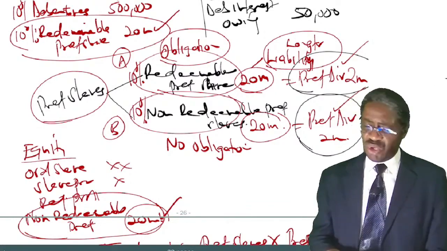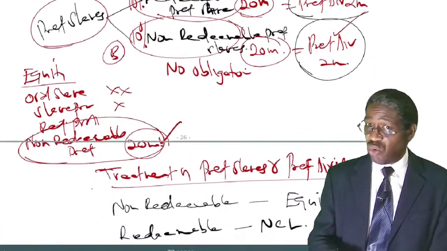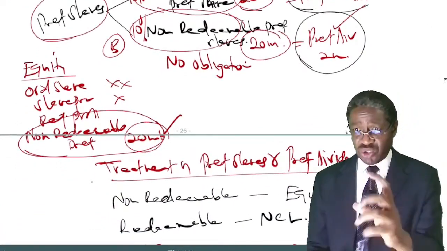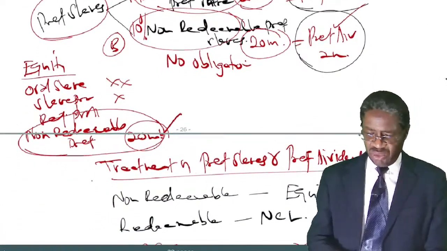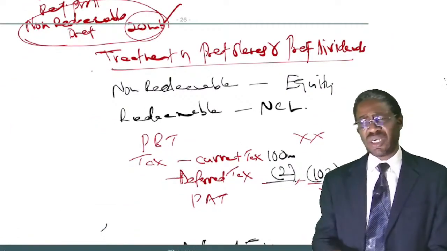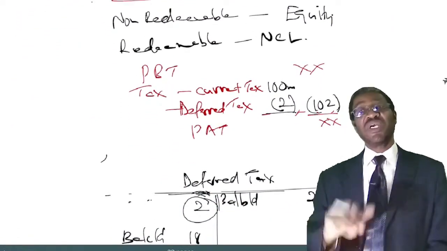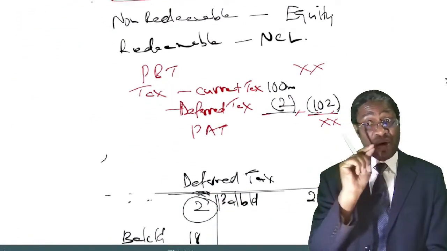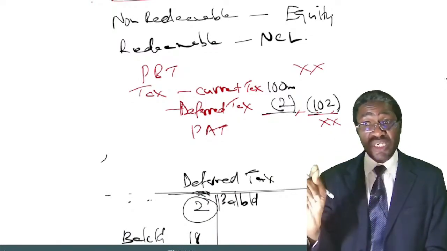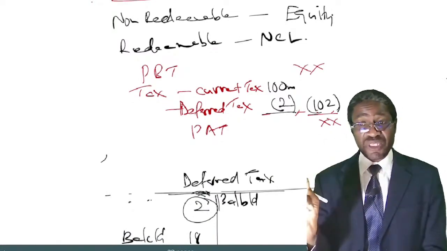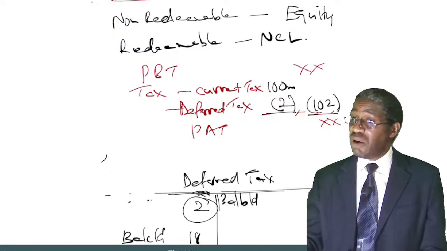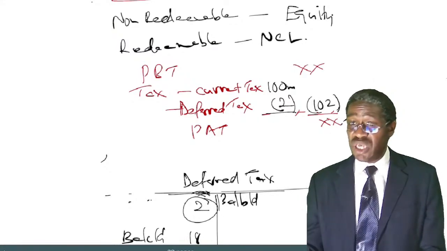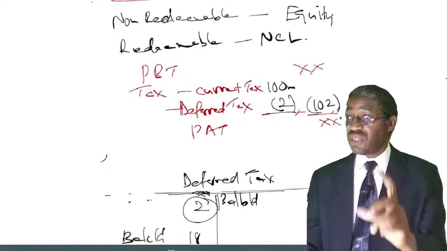Of course, if the question will have it, today we want to do a question. We said if the question will have it, we shall look at it. Then we wrote down the notes on how to treat the redeemable and non-redeemable, and even their dividends. How do you treat preference dividends on redeemable? How do you treat preference dividends on non-redeemable? We said you don't treat them the same way.